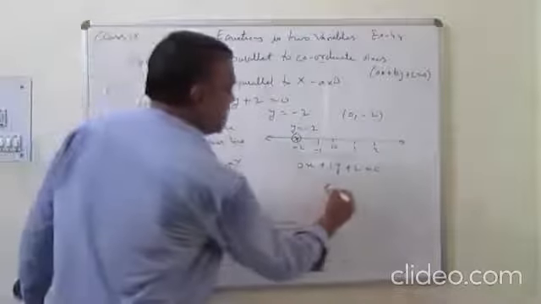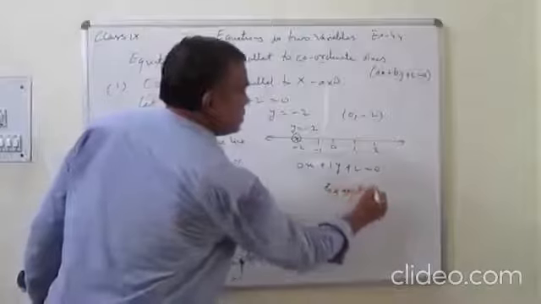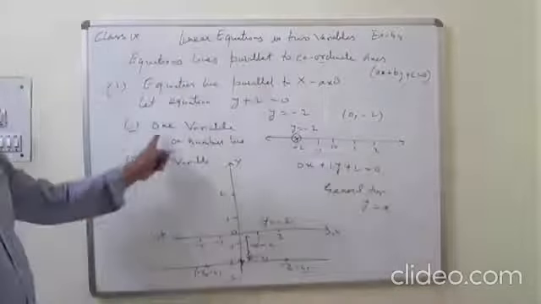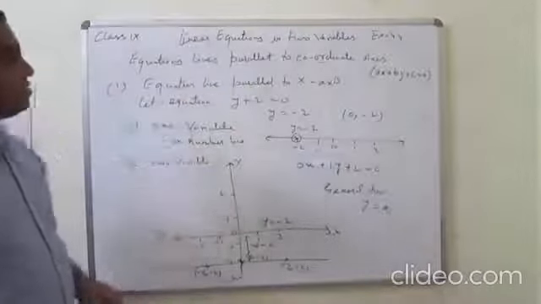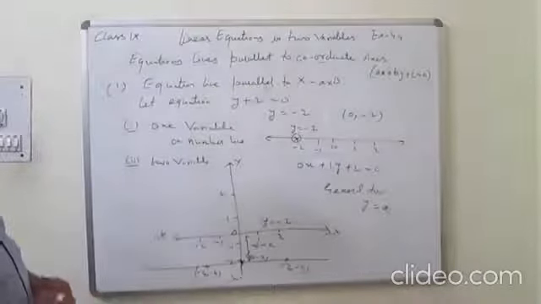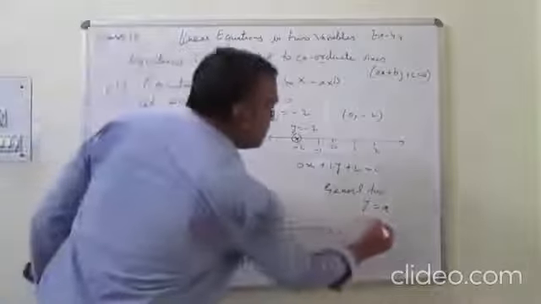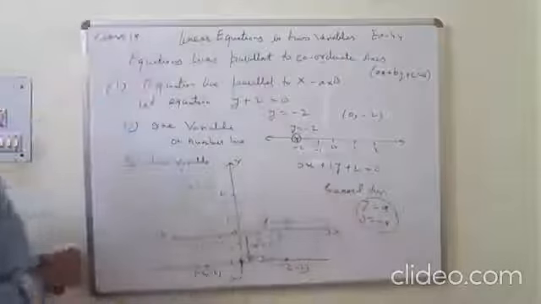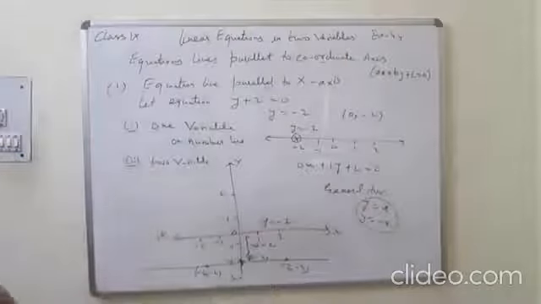General form: y is equal to a. A line parallel to x axis is y is equal to a or y is equal to minus a. Downside is minus a, upside is a. Now we will start.